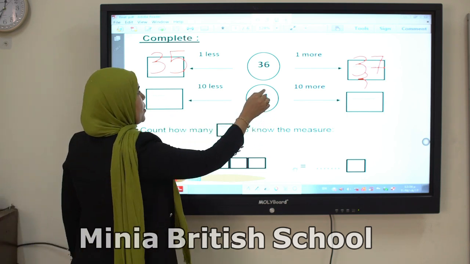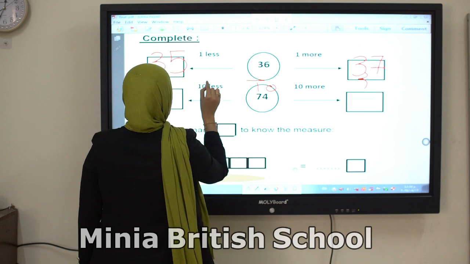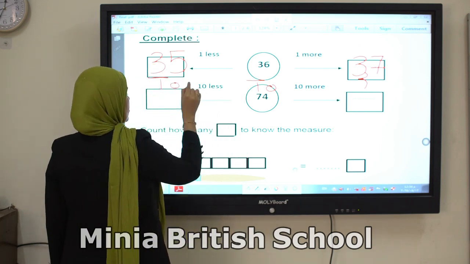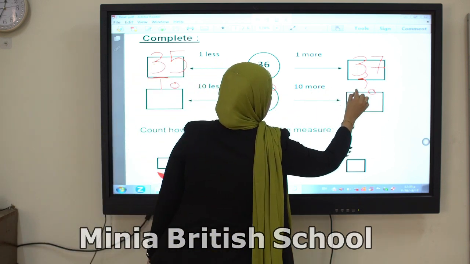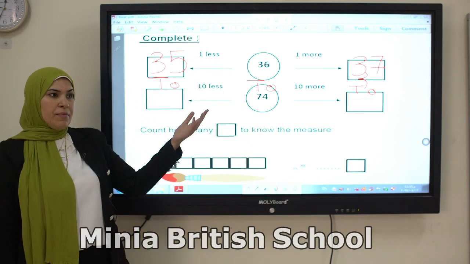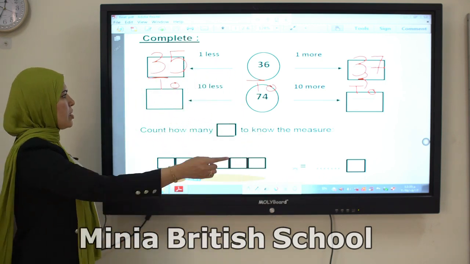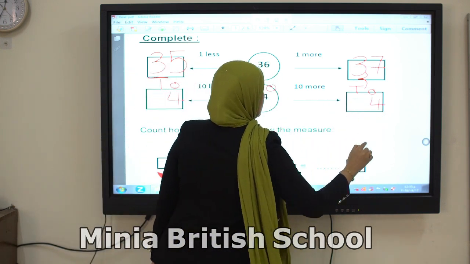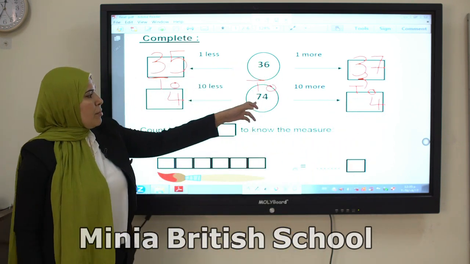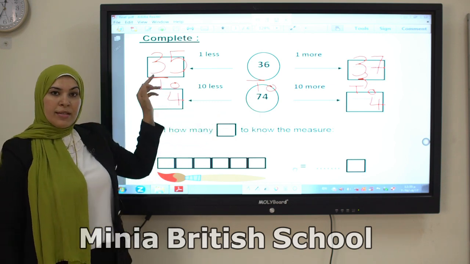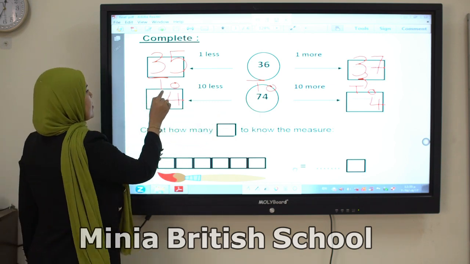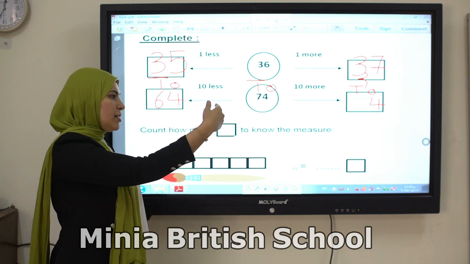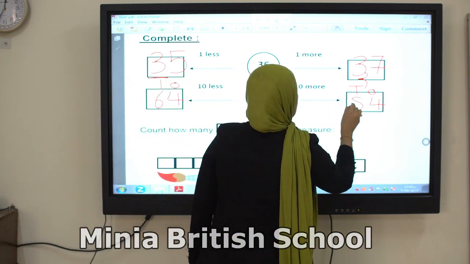The first step, write OT above the number and the spaces. Okay, the same number, the number in ones. So in ones here I write 4 and here I write 4. Okay, here what is the number in tens? Less 7, 6, and more 7, 8.